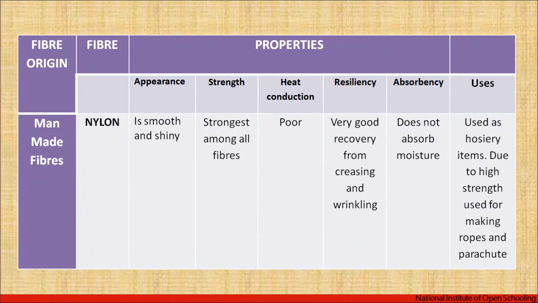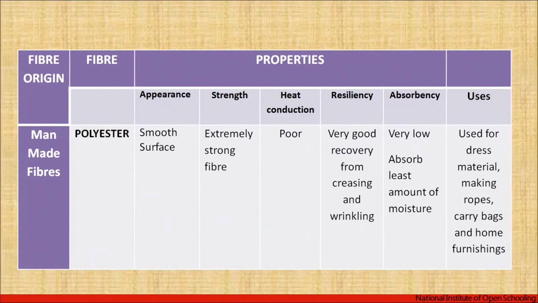Nylon is a filament fiber which does not wrinkle easily. It does not absorb moisture, so it is very difficult to dye a nylon fiber. It is used as a hosiery item due to its high strength, and used for making ropes and parachutes. Have you heard about nylon stockings, parachutes? We have tires, we have ropes made up of nylon fiber.